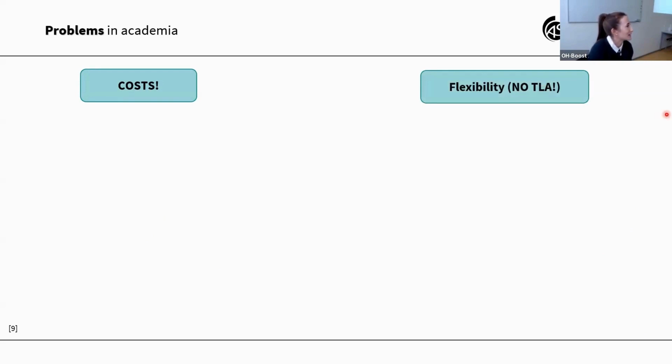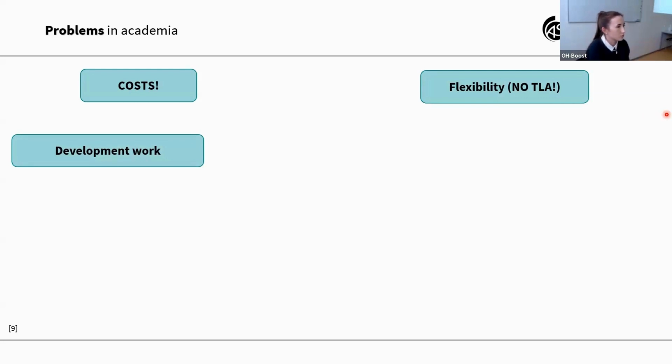Flexibility. So TLA is totally not suitable for us. We want to be flexible. We want to do process A in the morning, our colleague does process B after lunch, and we want to do process C in the afternoon. So we need flexibility in research. It's also linked to the developmental work, because we cannot just translate our manual process one-to-one into an automated process.